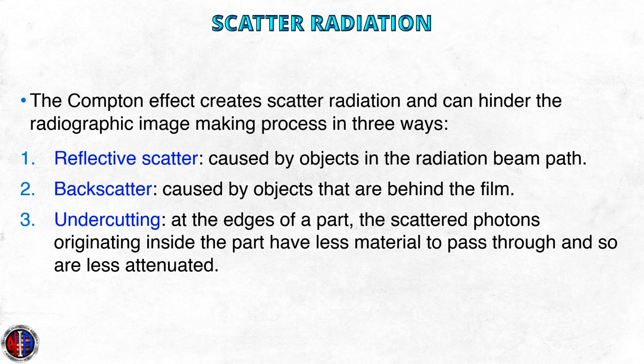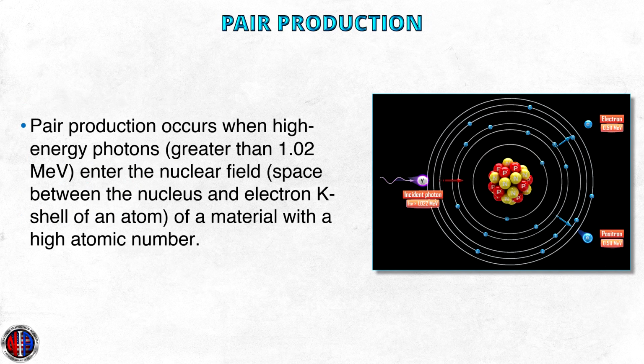3. Undercutting. At the edges of a part, the scattered photons originating inside the part have less material to pass through and so are less attenuated. Pair production.